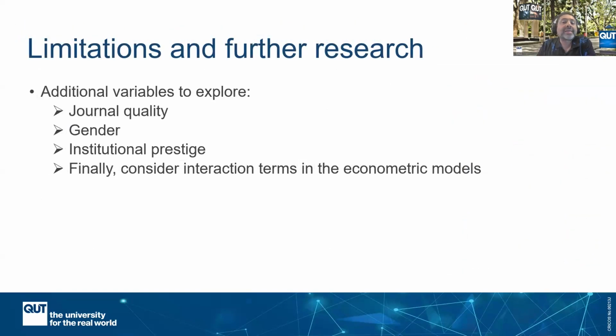In the future, I would like to extend this research, including additional variables such as the journal quality, the gender of the researchers, institutional prestige, and I also want to check the interaction terms in the econometric models to improve basically the econometric analysis for this data set.